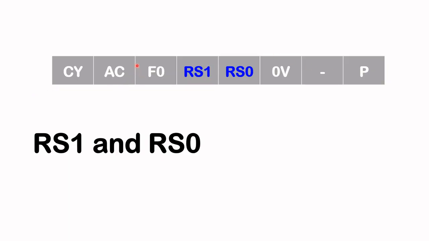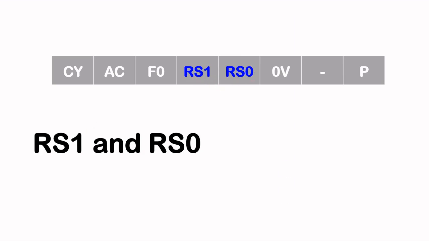Okay, so now let's look at these two bits here, RS1 and RS0. In my previous video on memory organization, I mistakenly labeled this as RS2. So in this video, I just want to set the record straight that it should be RS0. These two bits, RS1 and RS0, are used to select the register bank in the internal memory.